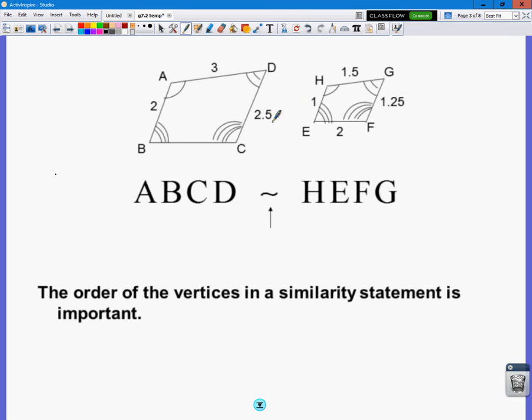So we have our same two shapes, and you'll see that they wrote the similarity statement, A, B, C, D. They went this way. H, E, F, G. And again, this symbol means similar. The order of the vertices in a similarity statement is important. Corresponding parts must be lined up.